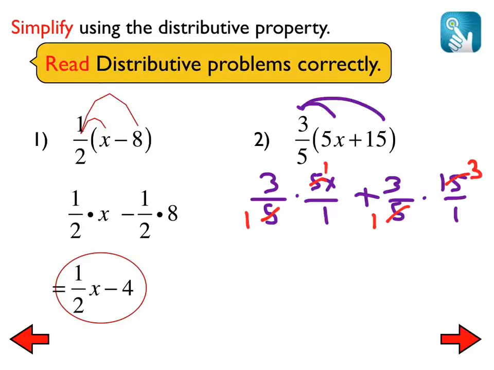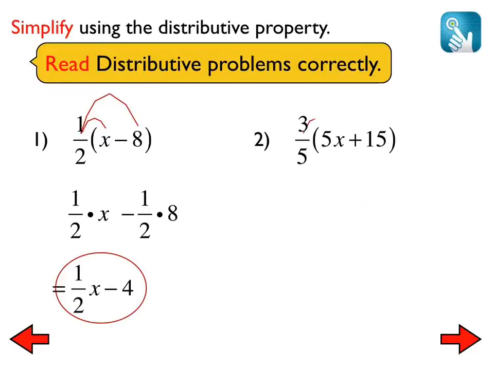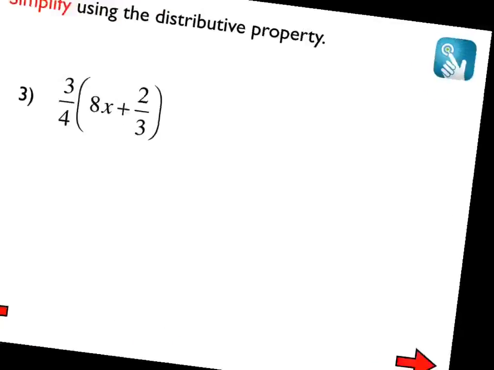So now we have 3 times x is 3x, plus 3 times 3 is 9. The bottoms are just 1, so we don't need to write them. Any questions about number 2? Okay, so again I distributed, and then I cross cancel to get my 3x plus 9.